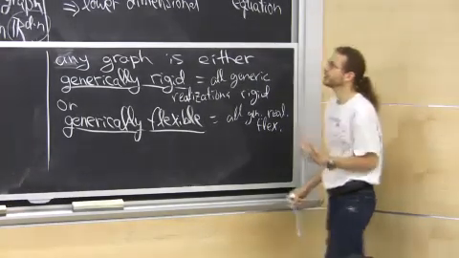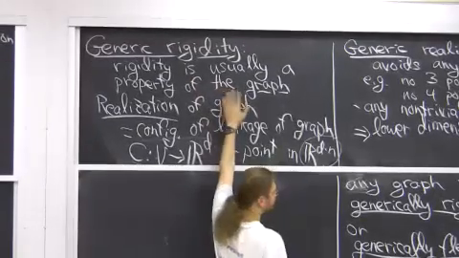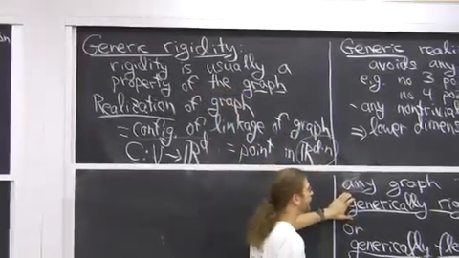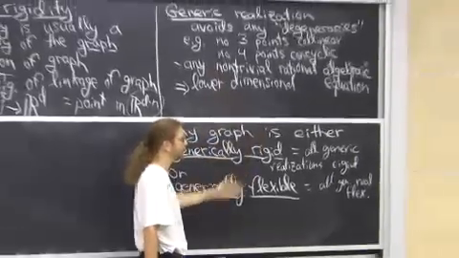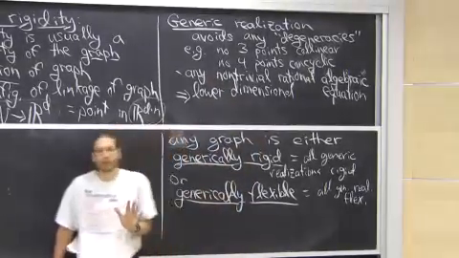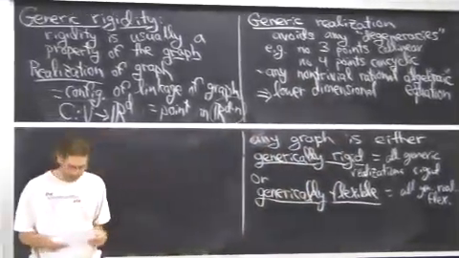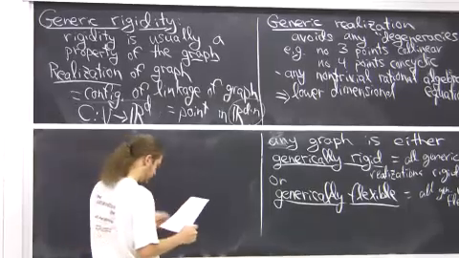So when I said rigidity is usually a property of the graph, this is what I meant. Either you take all the generic realizations of your graph, and they're either all rigid or all flexible. There are going to be the lower dimensional subsets where maybe it's the other way around. I'll give you some examples of that.